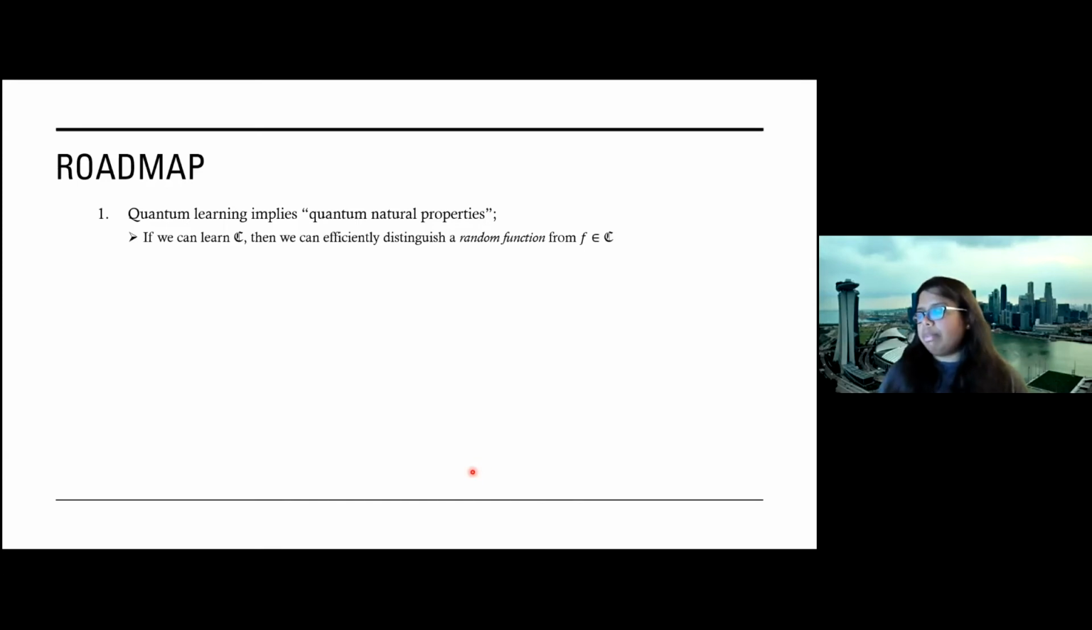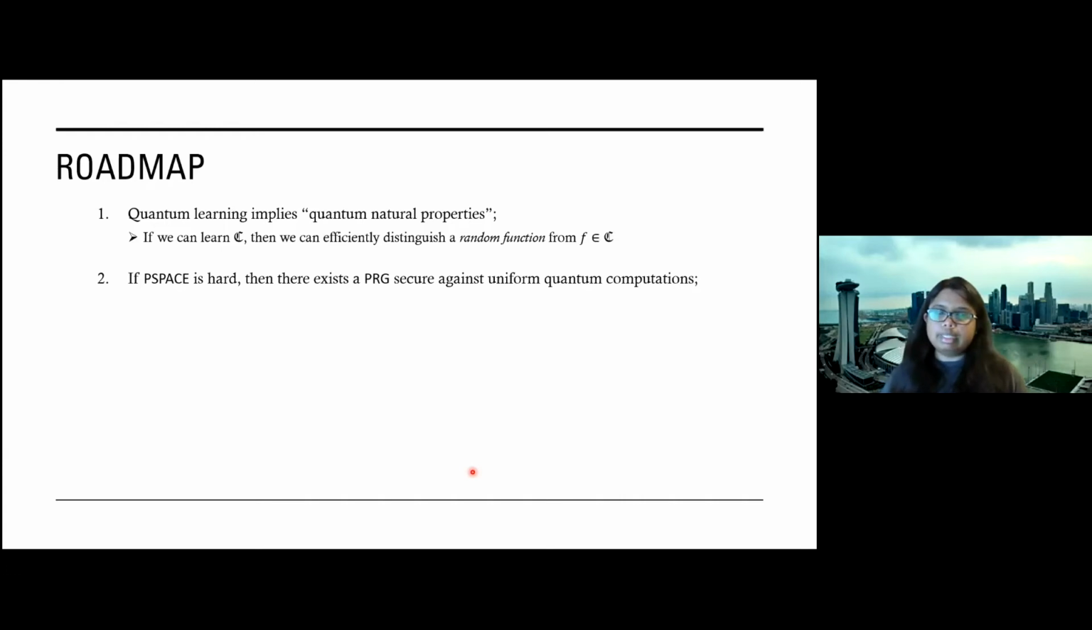The second step is that we assume the class PSPACE is hard for some quantum complexity class. If that is the case, then we can show that there exists a pseudo-random generator, that's what a PRG is, that is secure against uniform quantum computations. And this construction goes as follows. It has about three or four steps. I start with a PSPACE-complete language that was constructed by Jaiswal and Vardhan in 2007.